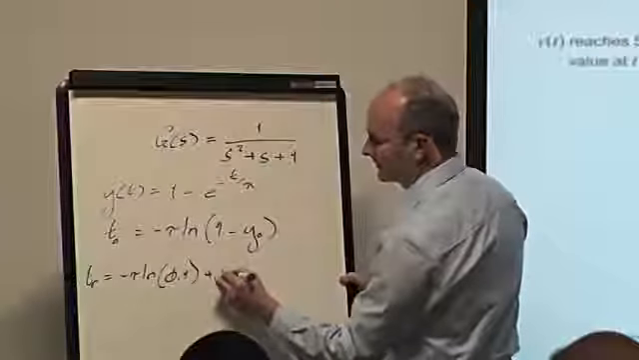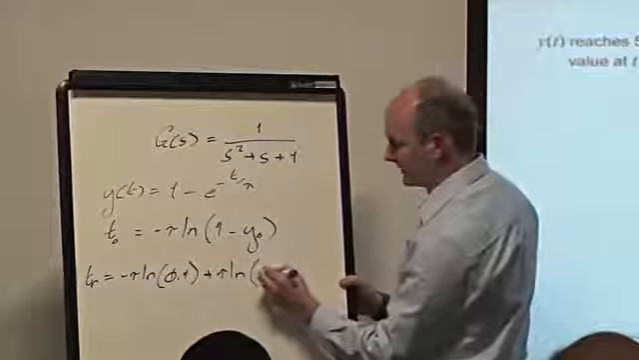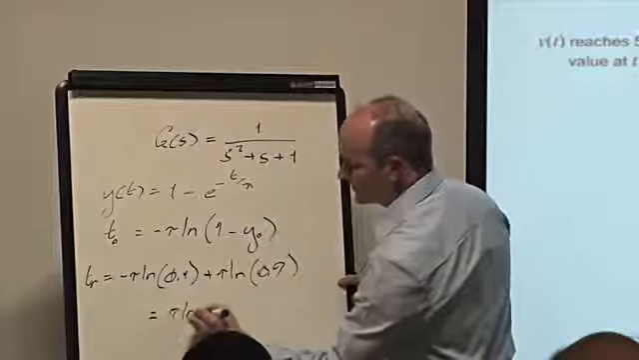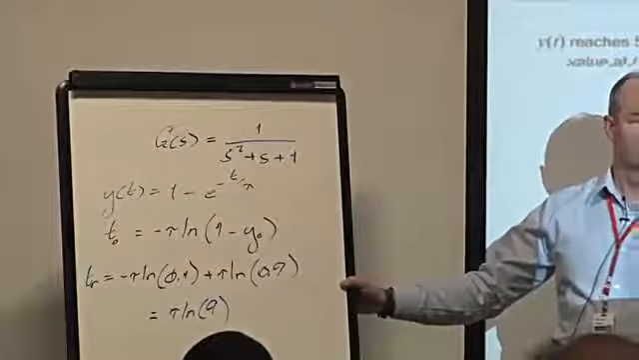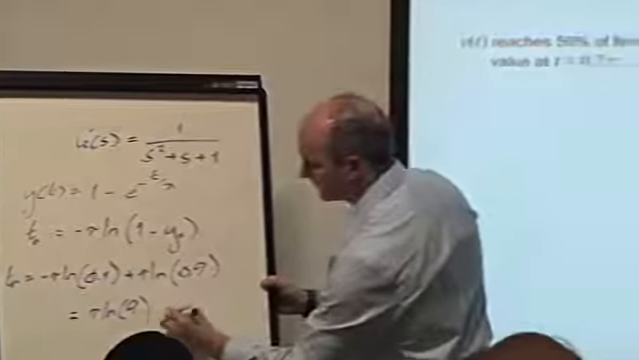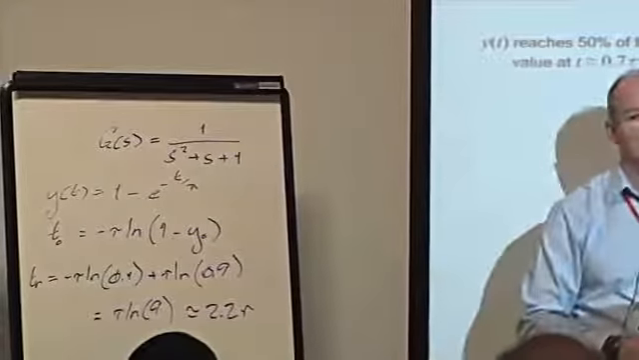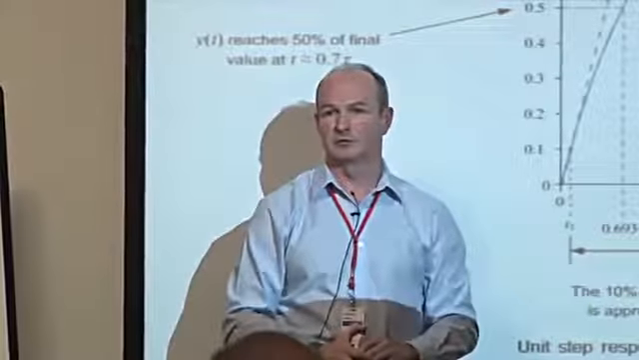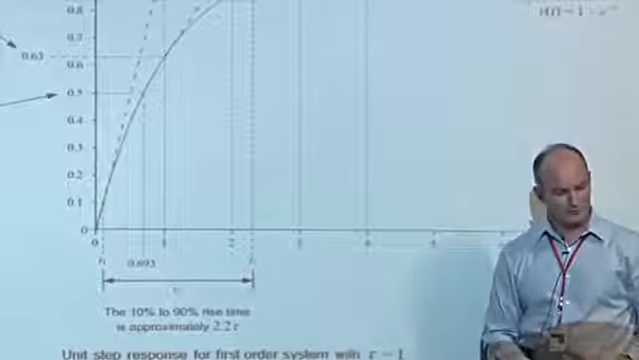Now we've got a plus tau times the natural log of 1 minus 0.1, that's 0.9, which equals what? Well, that's tau times the natural log of 9, because we're taking a difference of 2 natural logarithms. That's a quotient, which is also always going to be equal to 2.2 time constants. The rise time of any first-order system is always approximately, very close, to 2.2 time constants. 2.198, actually. That's always true, never different.